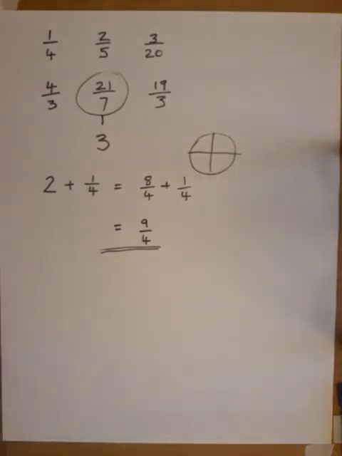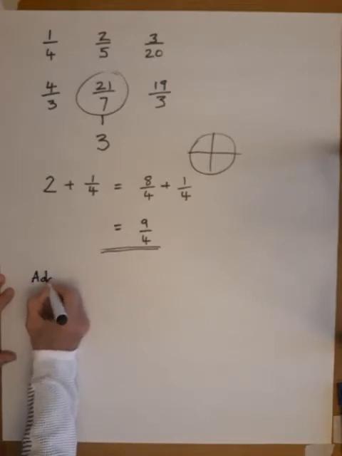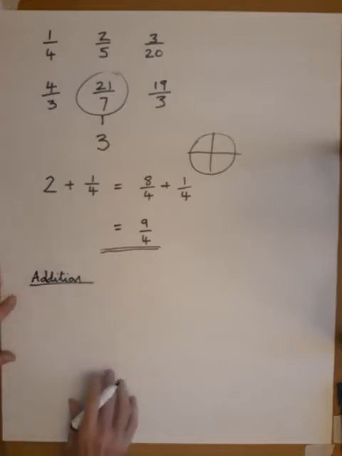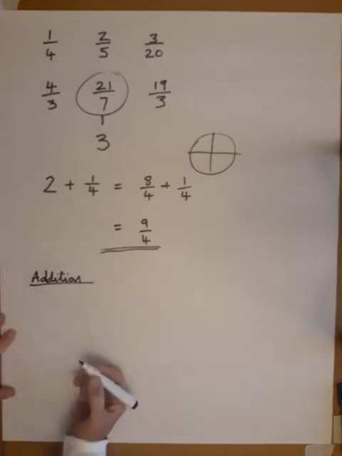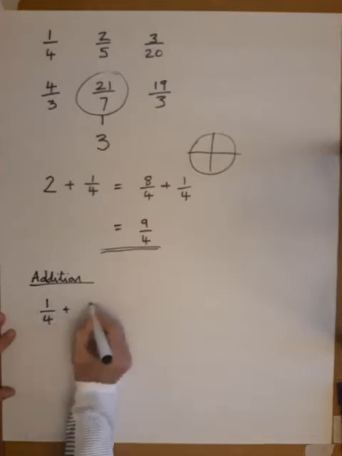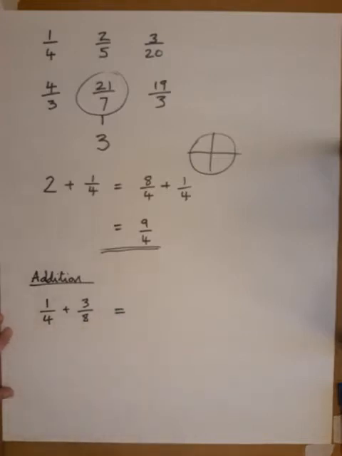Right, so let's have a look at the basic processes that you need to be able to do as part of your course. Now, I'll keep this very simple. First part that I want to look at is addition. So, addition of vulgar fractions. Let's do a couple of examples. 1/4 plus 3/8 equals. Let me try and explain the strategy that we need to use.